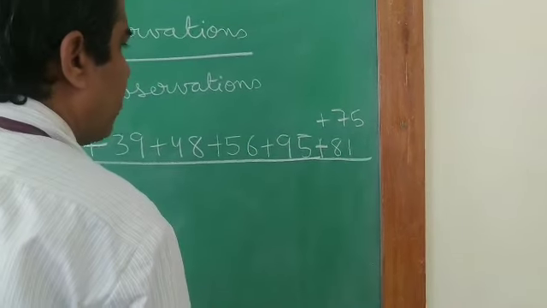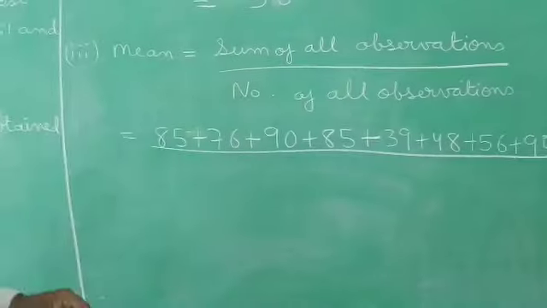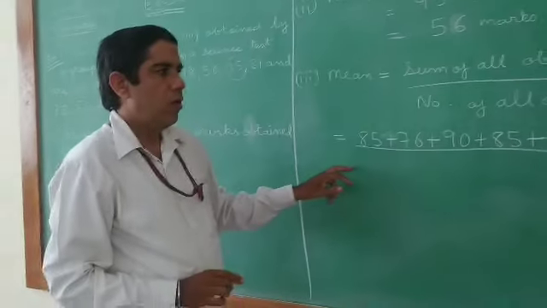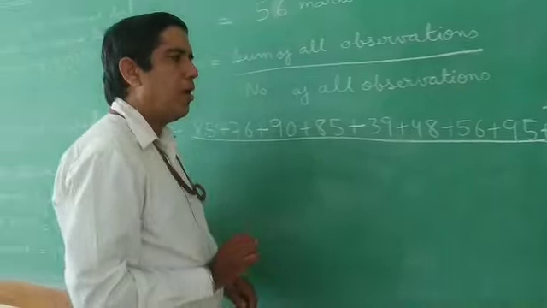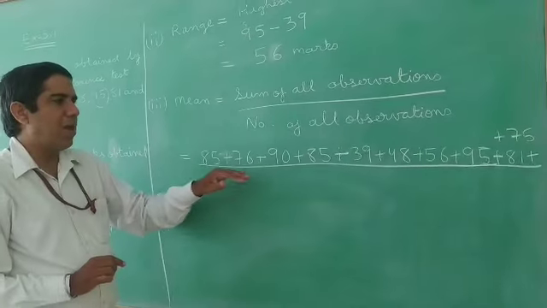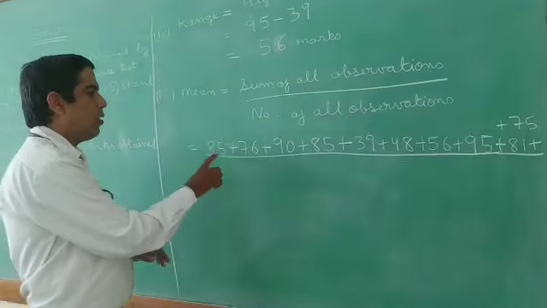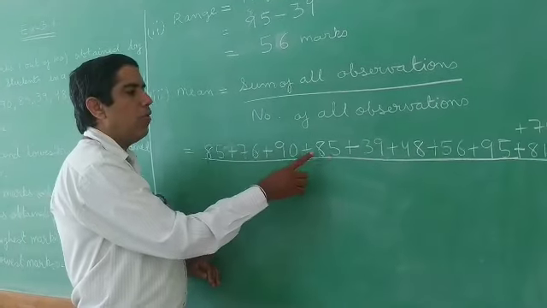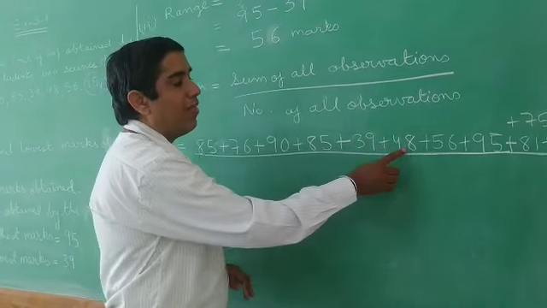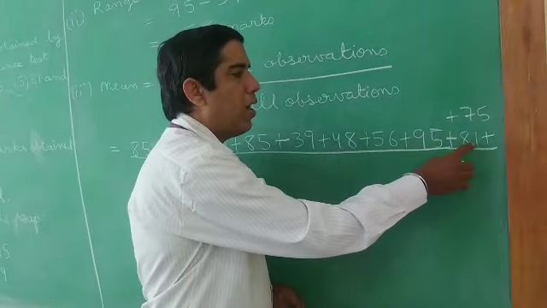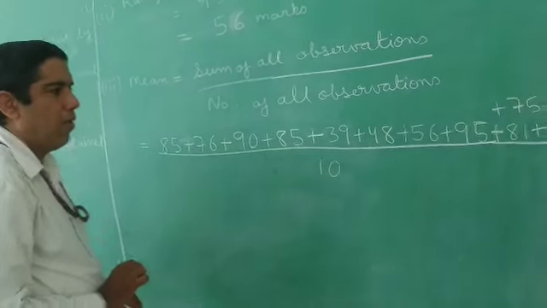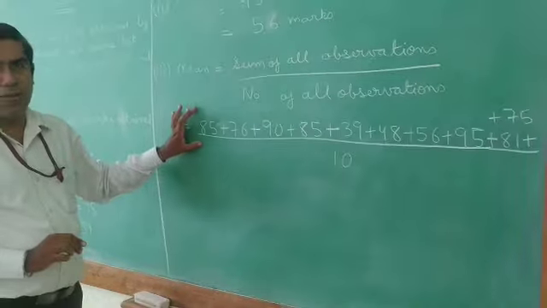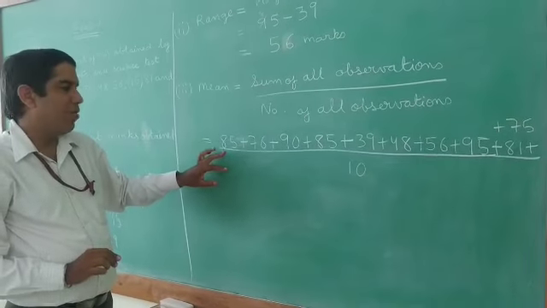So it comes like this. Right here 81 plus 75. You can see here it becomes a plus sign, right? It is in the same line. Now count how many numbers there are: 1, 2, 3, 4, 5, 6, 7, 8, 9, 10. So I will divide by 10. Be careful, all numbers should come. If my number is off, the answer will come wrong.